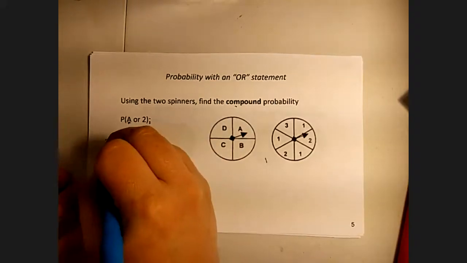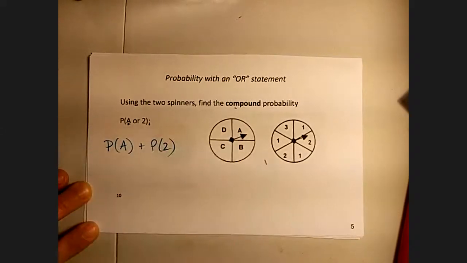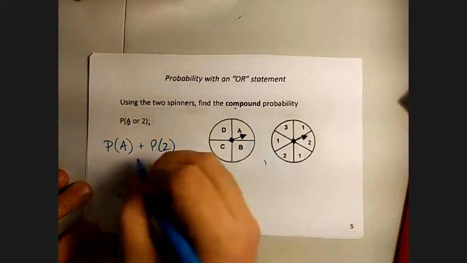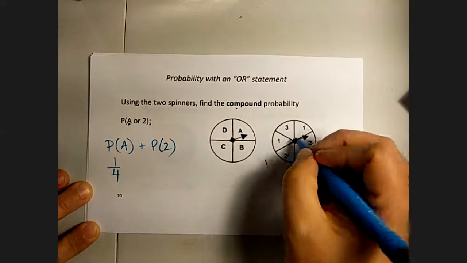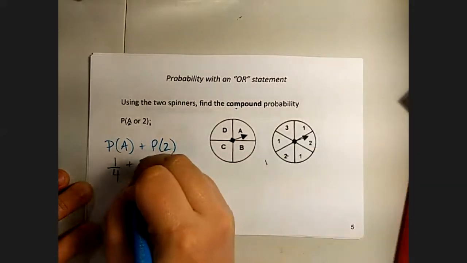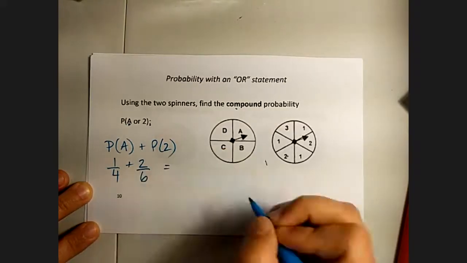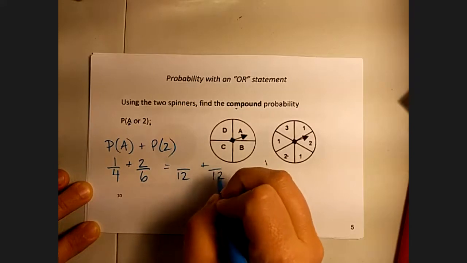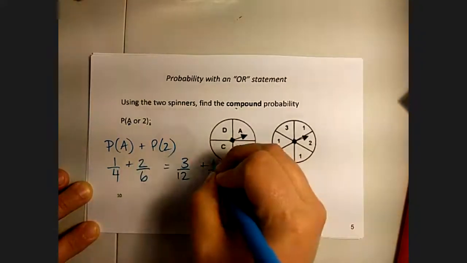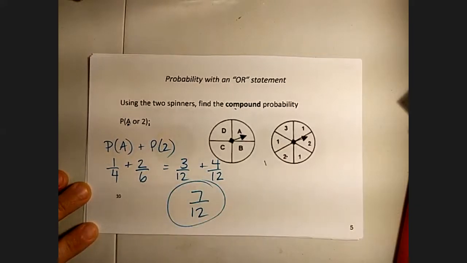So what that means I'm doing here is I'm adding together my probability of an A and my probability of a 2. So my A has a 1 out of 4 chance of happening. My 2, there's 2 of them out of 6, plus 2 out of 6. So now this just goes back to your fractions, and you can go ahead and do this on Desmos. That's just fine. Okay, you can make them both 12s here. It's going to be a 3. That's going to be a 4. Adding them together, you end up with 7 12s.